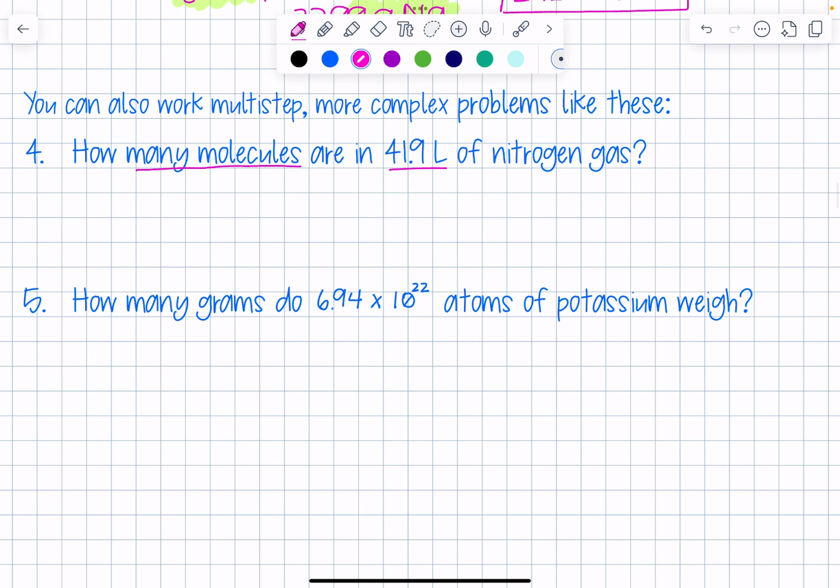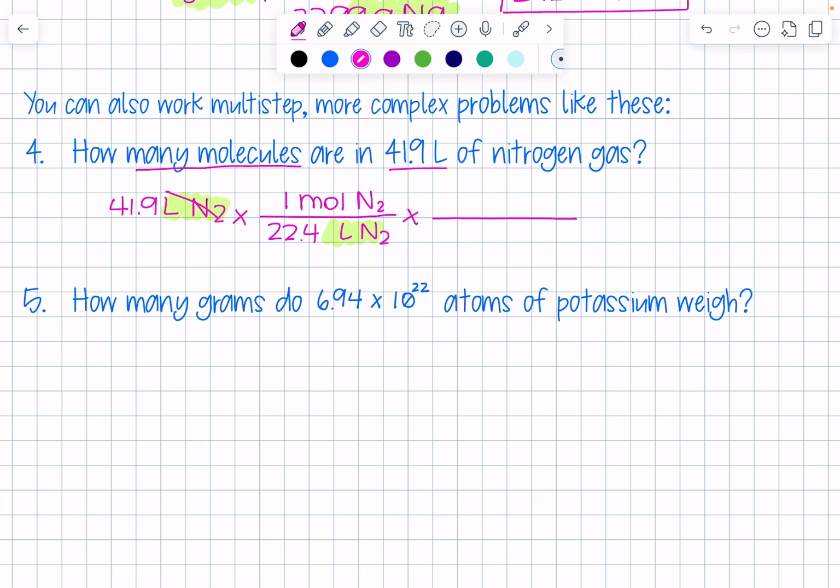So I'm starting with 41.9 liters of nitrogen gas, again assuming standard temperature and pressure. I have to get into moles, and then I can go from moles to molecules. Because liters of nitrogen is on top here, liters of nitrogen has to be on bottom here to cancel out. So that's 22.4 liters in 1 mole of nitrogen.